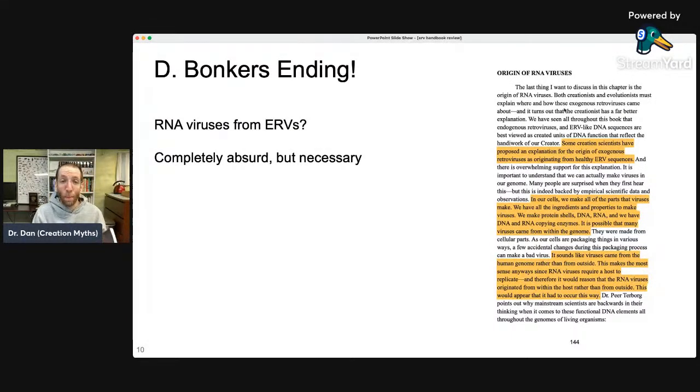But I just want to tell you about my annotations on this page that I'm highlighting here, right? He says, some creationist scientists have proposed an explanation for the origin of exogenous retroviruses as originating from healthy herb sequences. In our cells, this part is just, what? In our cells, we make all of the parts that viruses make, in that we make protein and nucleic acid. Yeah. We have all the ingredients and properties to make viruses.